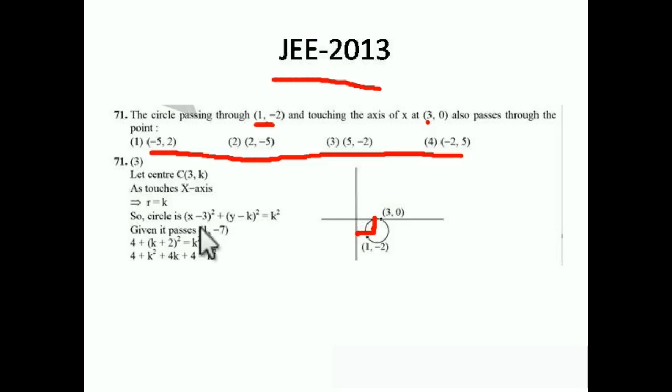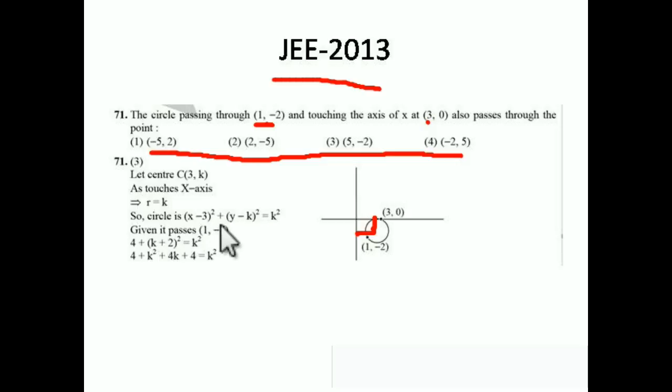So we know the basic equation: x minus h whole square plus y minus k whole square is equal to r square. h is the x coordinate of the center, that is 3 here, the y coordinate is k, and the radius is also equal to k. Now they say it is passing through 1 comma minus 2, so just put 1 comma minus 2 in x and y. If I put 1 comma minus 2 here, I have 4 here, and k plus 2 whole square is equal to k square.